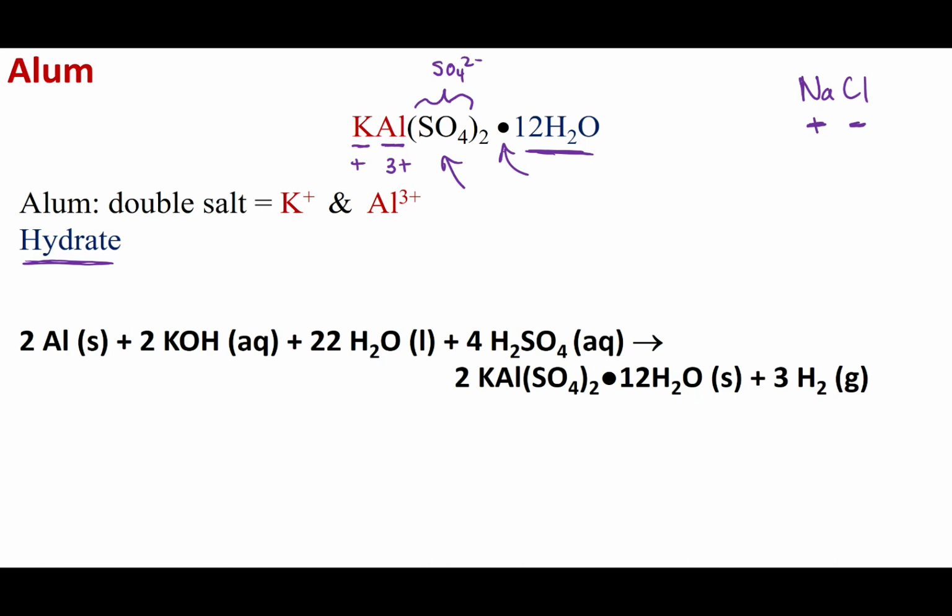Now the reaction that you're going to run is you're going to take aluminum plus some potassium hydroxide inside water and add sulfuric acid. You're going to generate the alum plus some hydrogen gas. So when you do calculations, your theoretical yield, your actual yield, and your percent yield, keep this equation in mind and you will be able to do your calculations.